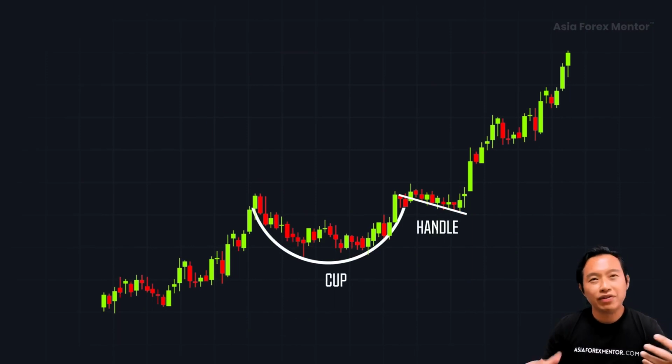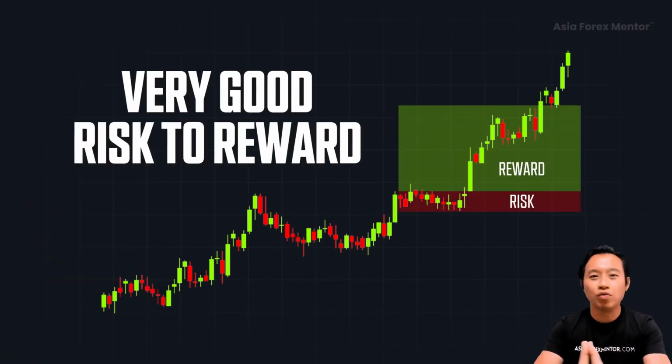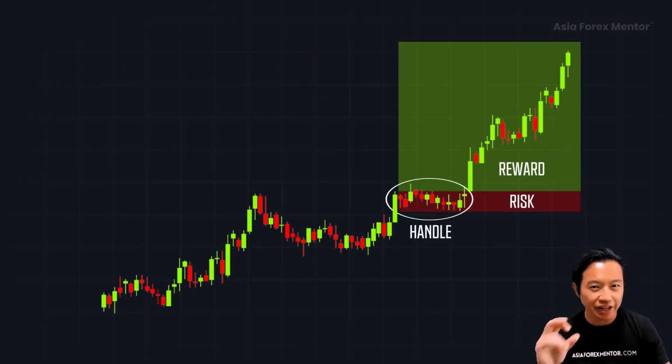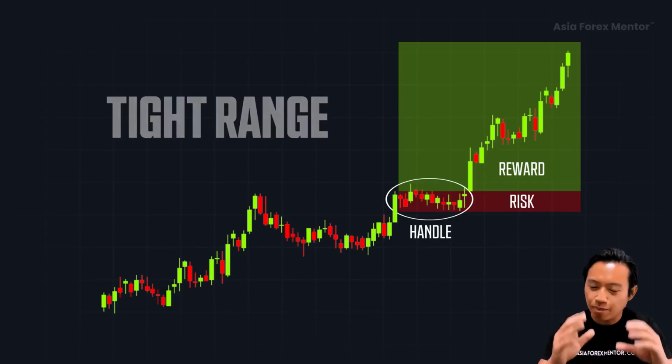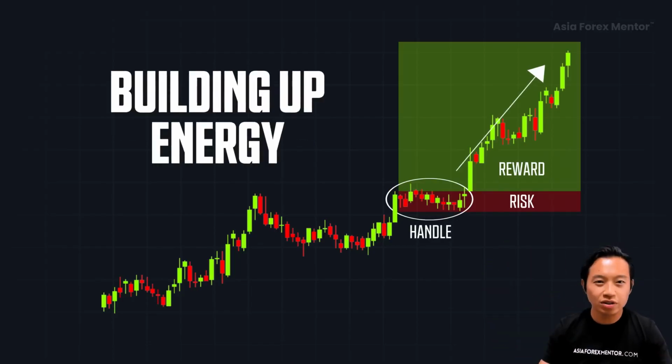So next, the cup and handle is one of my favorite patterns. Because why? It gives you a very good risk to reward ratio, especially when the handle shows a tight range. So it's like the market is building up its energy, getting ready to move in a direction.